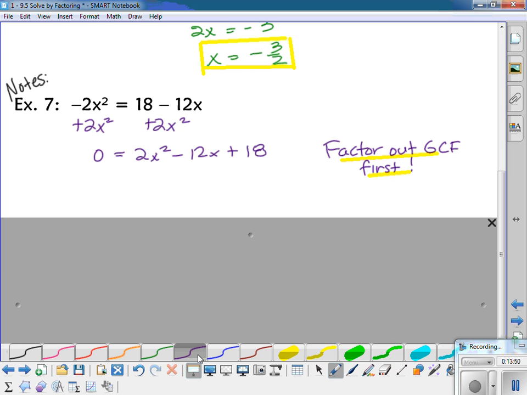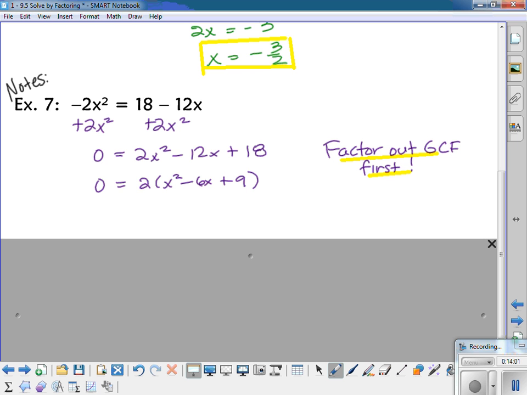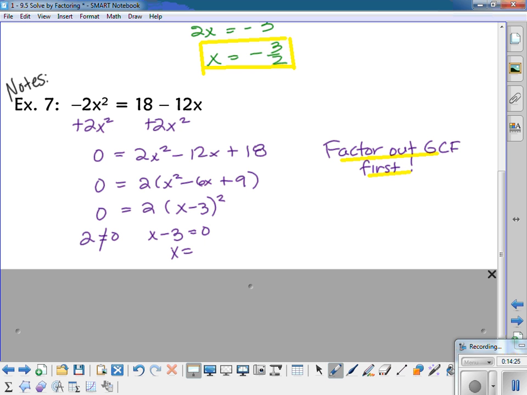So that means that 0 is equal to 2 times x squared minus 6x plus 9. And when I factor that, that one also ends up being a perfect square, x minus 3 squared. So now, can 2 equal 0? No. So I just ignore that part. But the x minus 3 would have to equal 0 then. And so x would equal 3. You just disregard the 2 at that point. Okay?